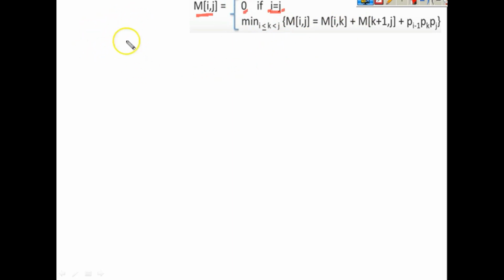Let's say I have to multiply matrices Ai to Aj. I want to multiply all of them, so I am looking for an optimal sequence so that the number of multiplications will be the minimum. Let's say the optimal sequence is given by first multiplying Ai to Ak and then multiplying Ak+1 to Aj. This is what we are assuming. Now to get this particular optimal sequence, we will be using this formula.